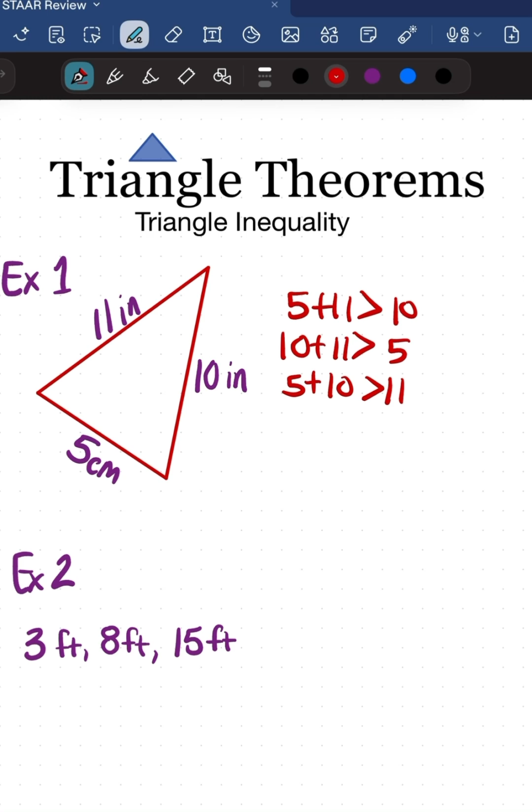Well, 5 plus 11, yes, 16 is greater than 10. 11 plus 10, yes, 21 is greater than 5. And then 5 plus 10, 15, yes, that is greater than 11. So in this case, yes, this is a triangle. Now, on the second example, I'll just show you the shortcut way. Pause for a minute to try by yourself.